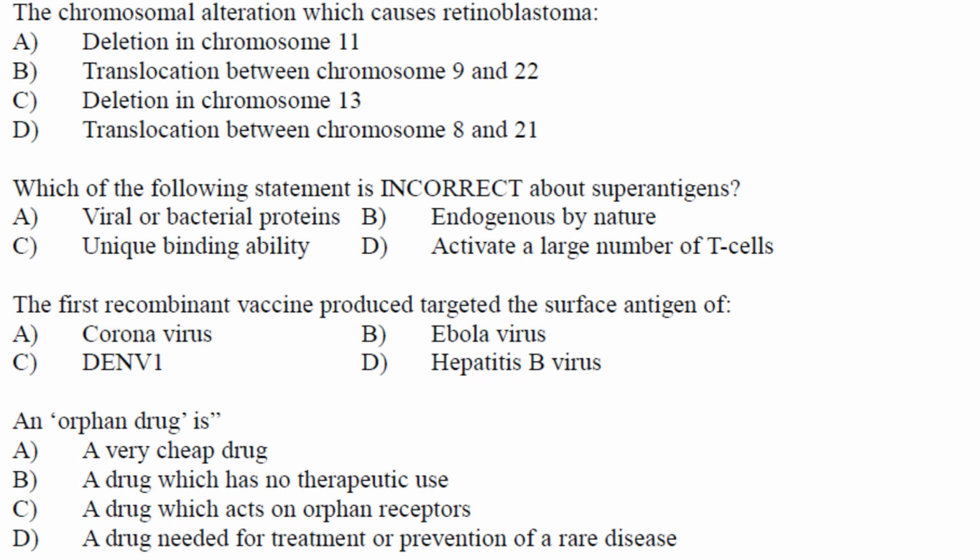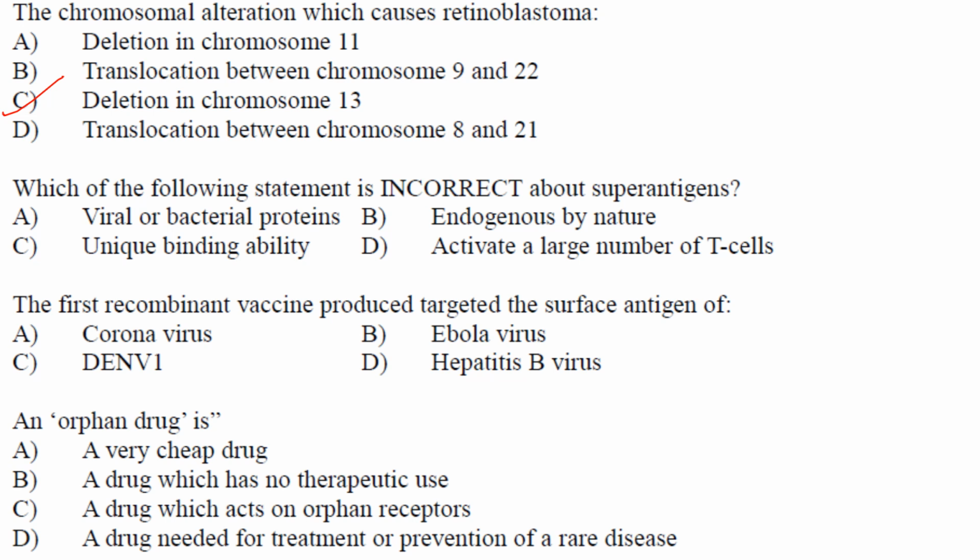Then next one. The chromosomal alteration which causes retinoblastoma is deletion in chromosome 13. Deletion in chromosome 11 is Jacobsen syndrome. Translocation between chromosome 9 and 22 is the Philadelphia chromosome, seen in patients with chronic myeloid leukemia. Then translocation between chromosome 8 and 21 is the most frequent chromosomal abnormality in acute myeloid leukemia.